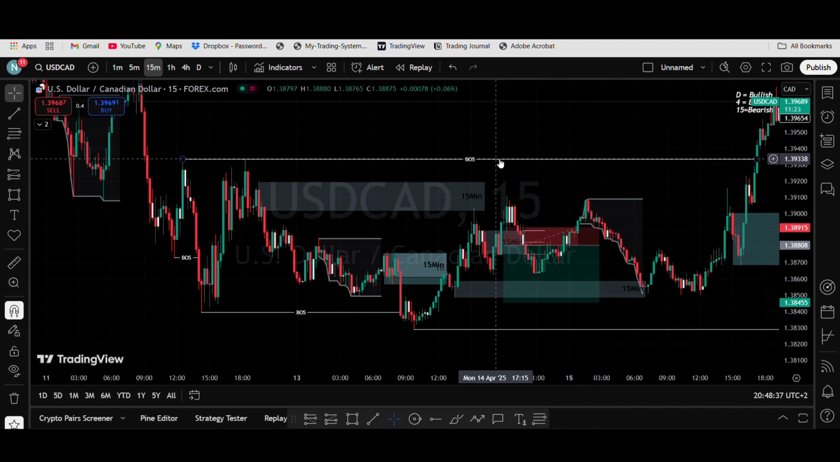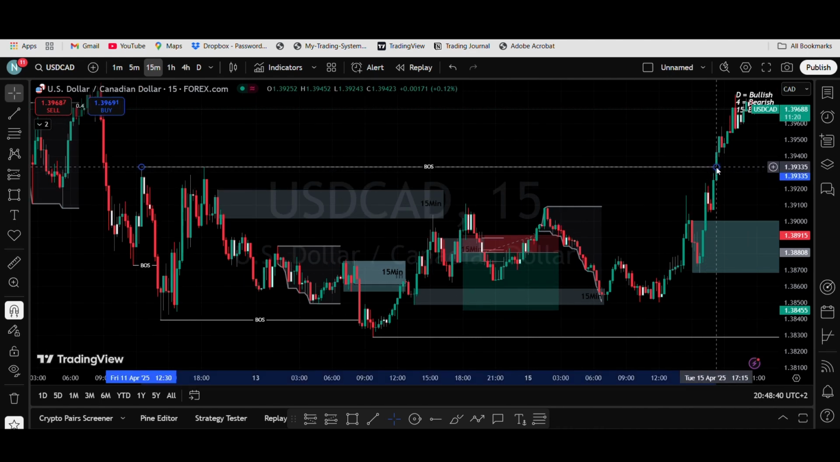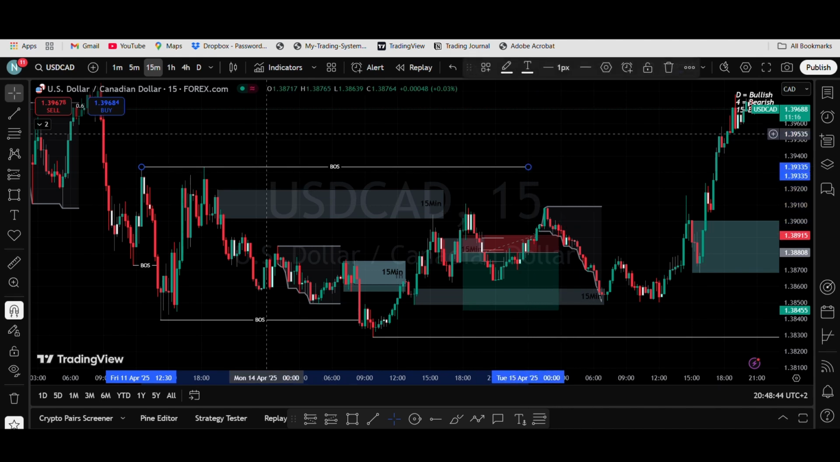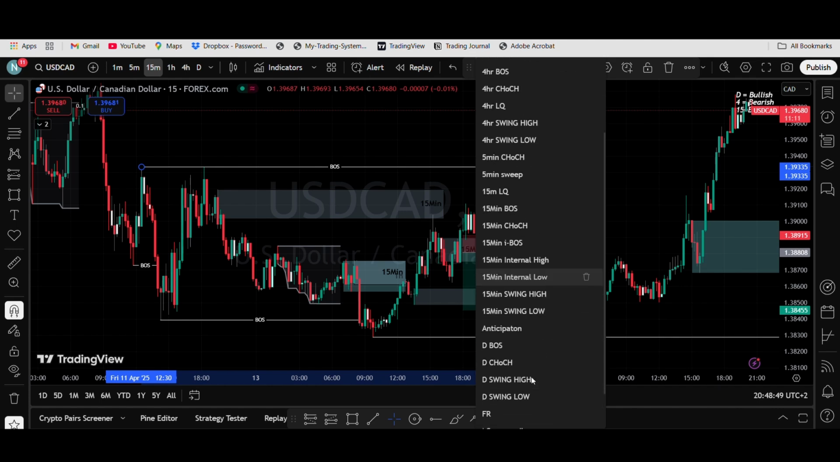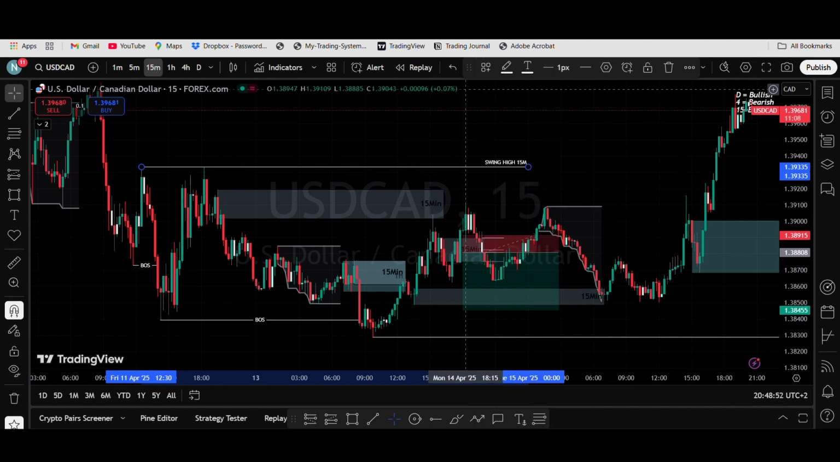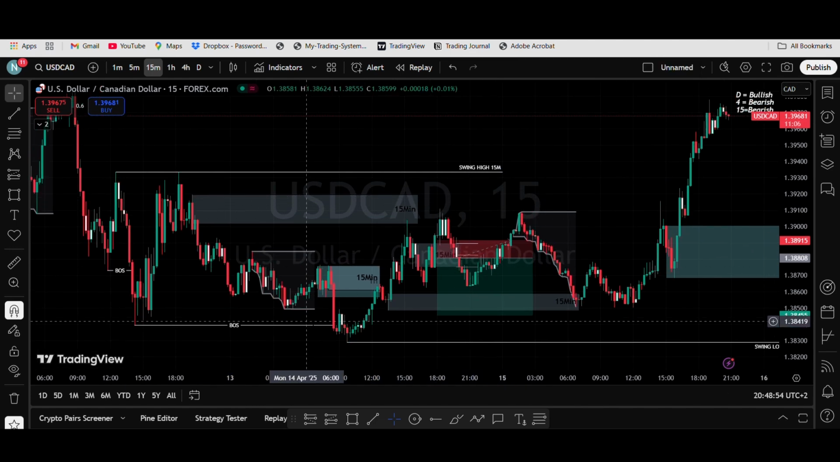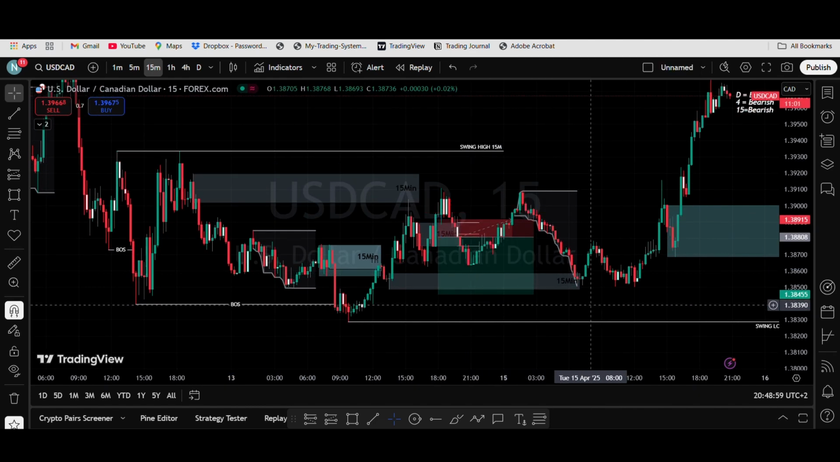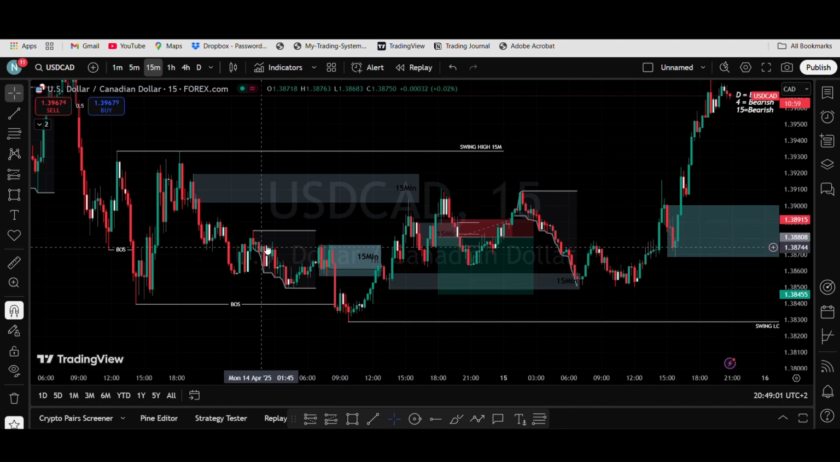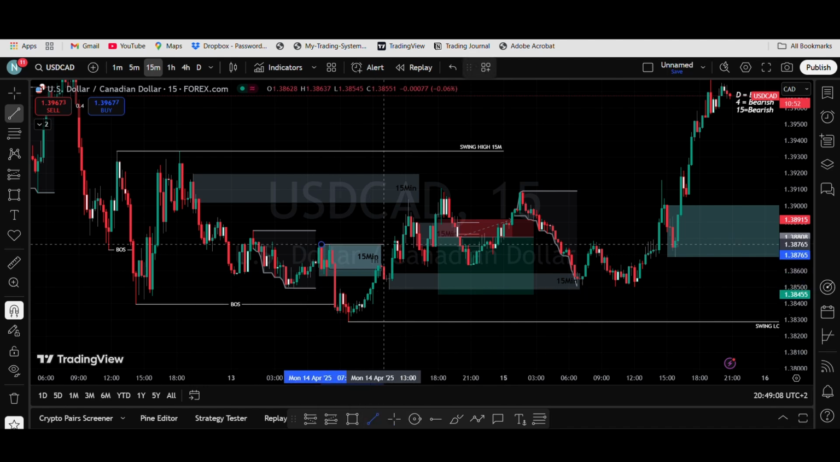So we just have to back check this a little bit. Pain of using TradingView free mode, boys. You can't rewind. But it is what it is. This was the swing high at the time. It had the breakout structure here. And then we would have had the internal break over here.